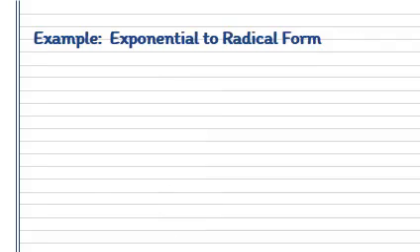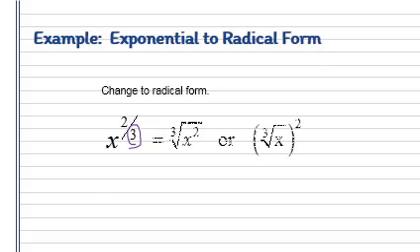Now, from exponential to radical, if I want to do the opposite, suppose you have x to the power 2 over 3. As I told you, the denominator becomes the index. So this is the index, so this is the cubic root. We say that this is the cubic root of x squared, or you can write it like this: cubic root of x to the power of 2. The denominator of the exponent becomes the index of the radical.